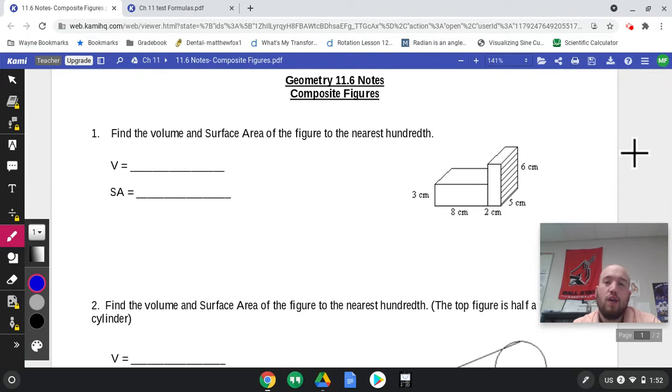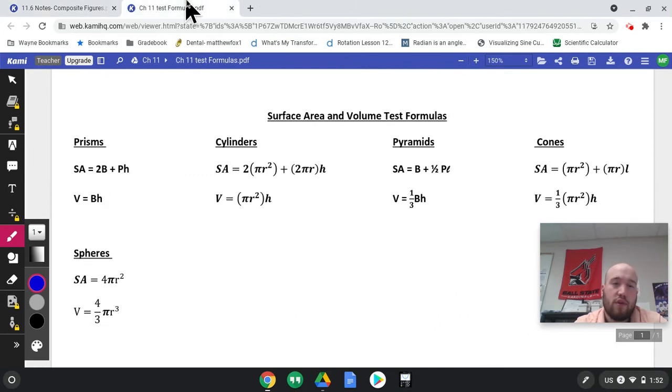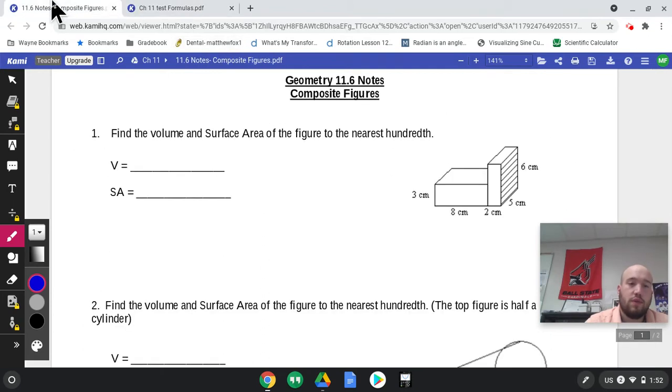Okay, so today we're going to talk about composite figures. We've already learned several three-dimensional shapes. We've learned our prisms, our cylinders, our pyramids, our cones, and our spheres. Now, what if these are together? If they are put together, what will we do?